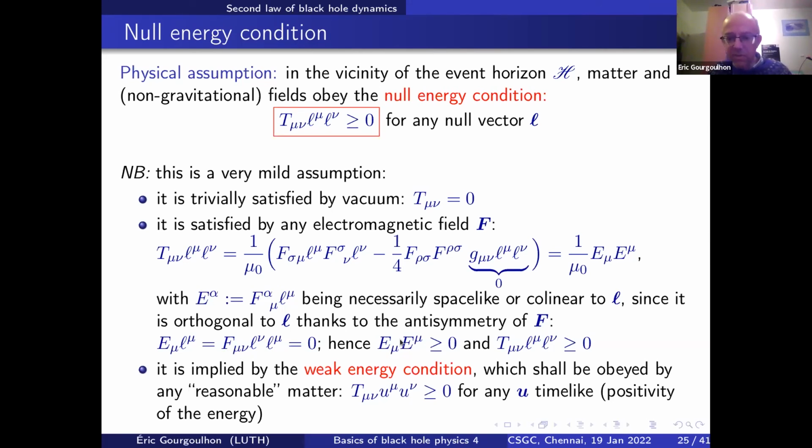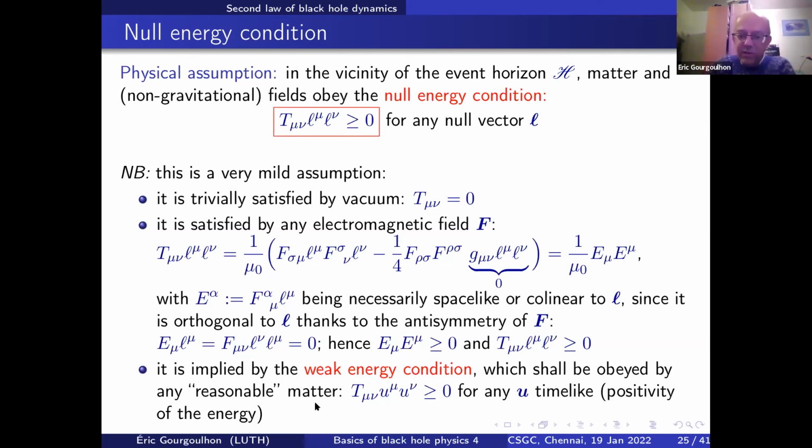Its scalar product has to be positive. It means no time-like vector can be orthogonal to a null vector. Okay, so this scalar product is positive. So this means that the null energy condition is satisfied. I mean, this term is positive. Okay, and also this condition by continuity is implied by the weak energy condition.